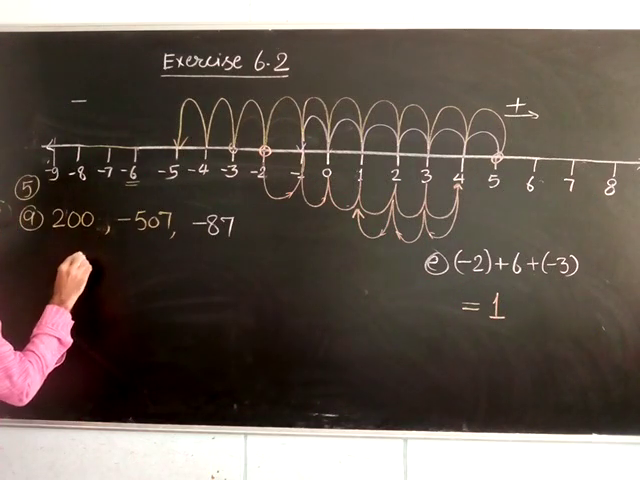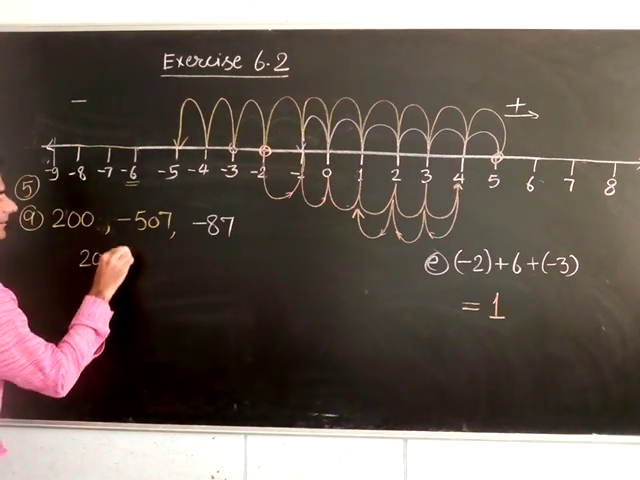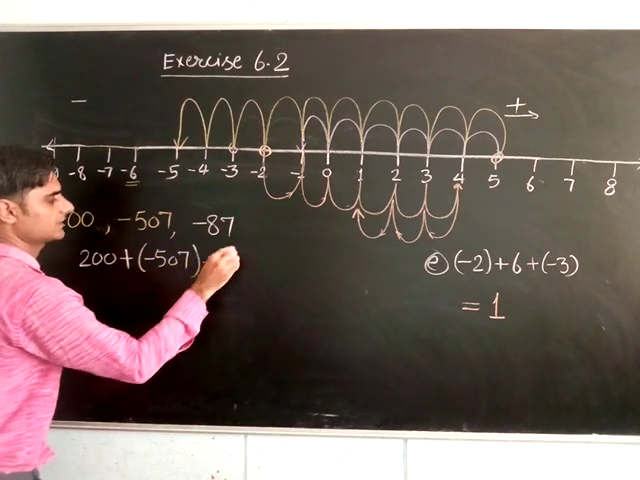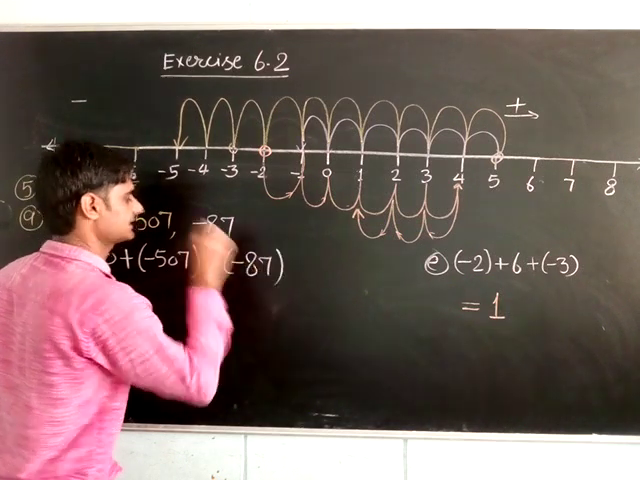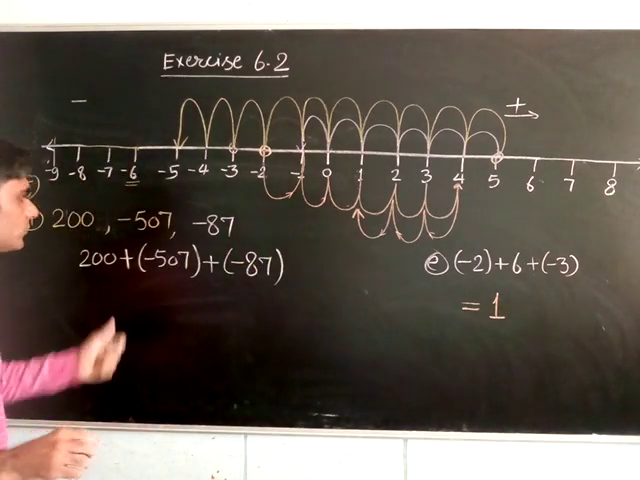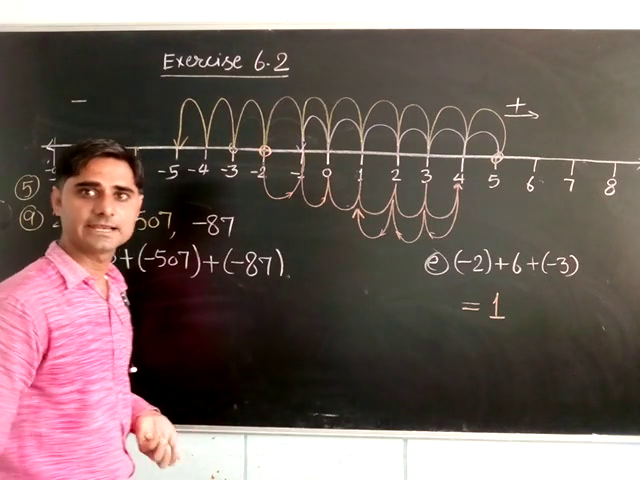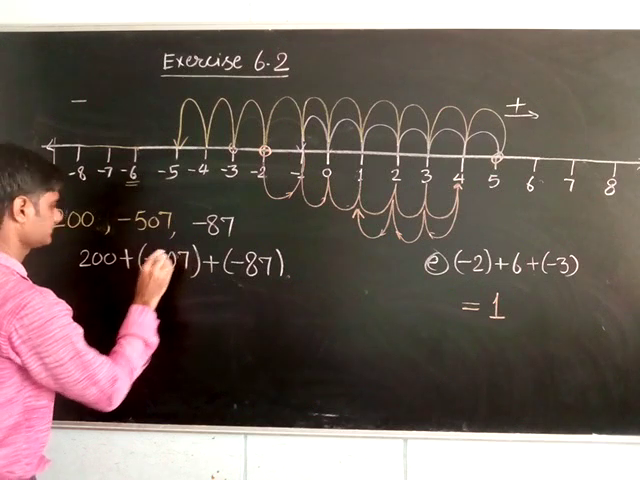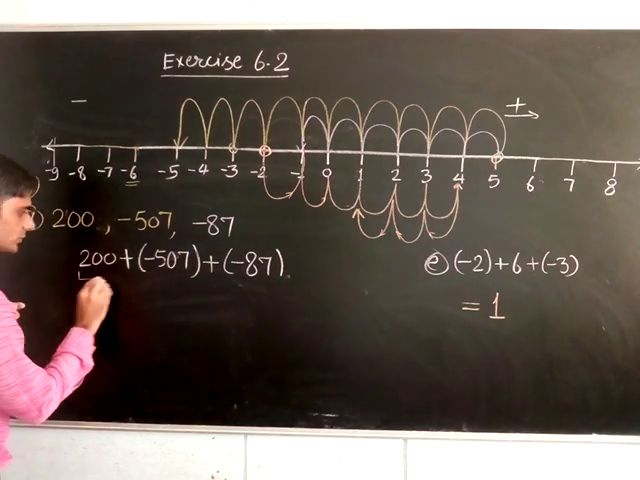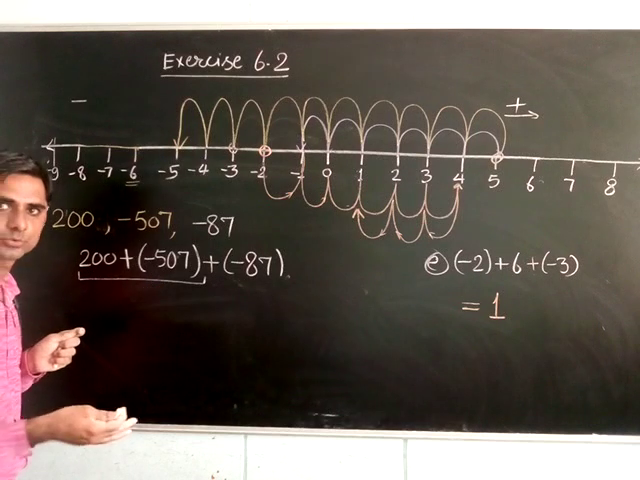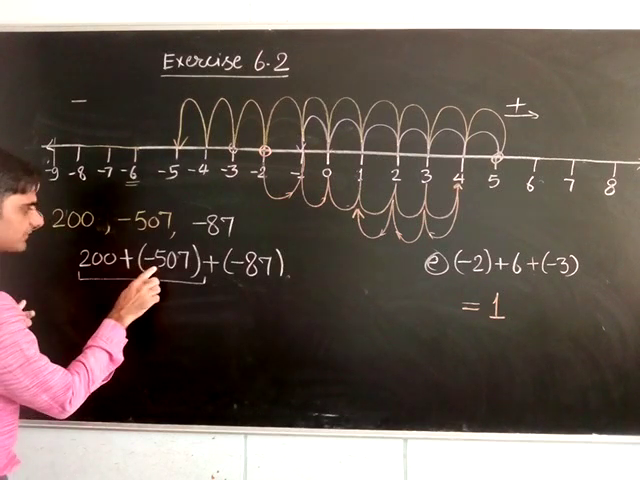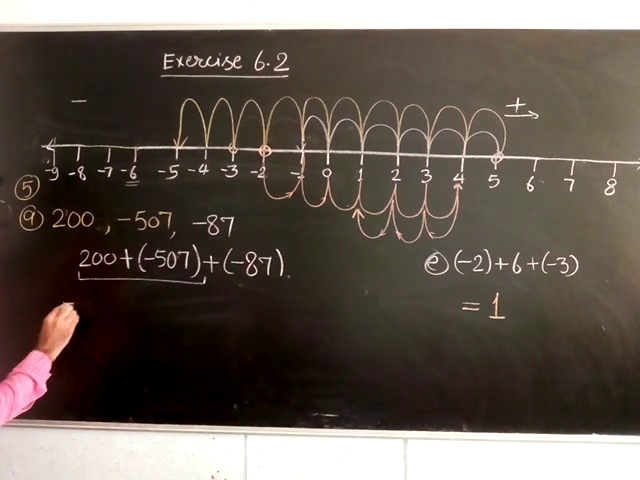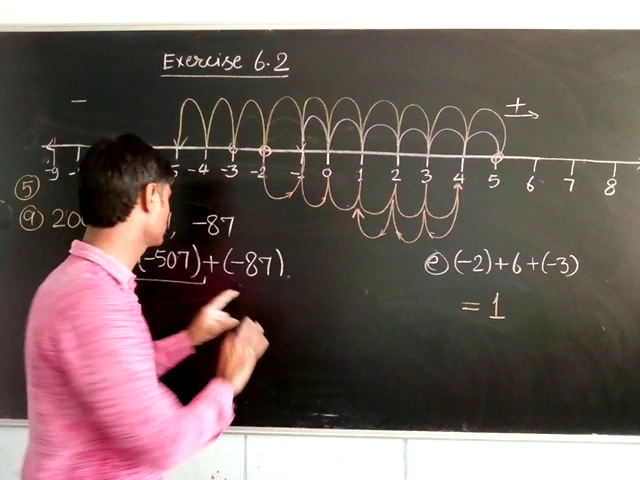फाइंड द सम. सम कैसे फाइंड करेंगे? 200 प्लस minus 507 then plus minus 87. Here, okay. Now we have to add them. What to do? Addition. And how to add? See carefully. First solve these first two. Okay, 200 plus and 507 minus, negative, different signs, they will be subtracted. Subtract them. इनको आराम से subtract कर लो दूसरी जगह पे.